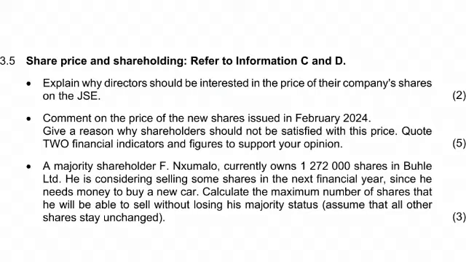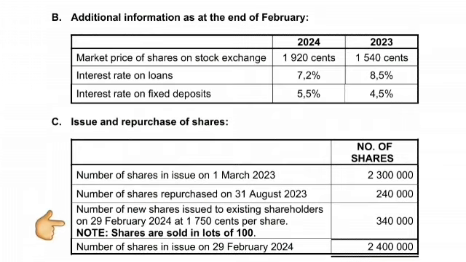So basically from this statement we understand that there is a price for our shares on the JSE, and whatever that price they have set, our shareholders are not happy about it. So you are quoting figures to support why they are not happy. So you're not giving your opinion on whether they should be happy or not. We already know that they are not happy, and we want reasons to justify their unhappiness. So you will look at the number of shares that are issued there on 28 February, and it says they were issued at 1,750 cents per share.